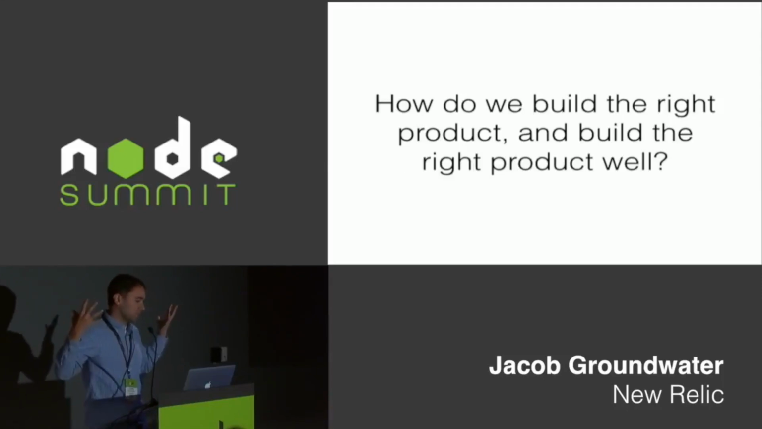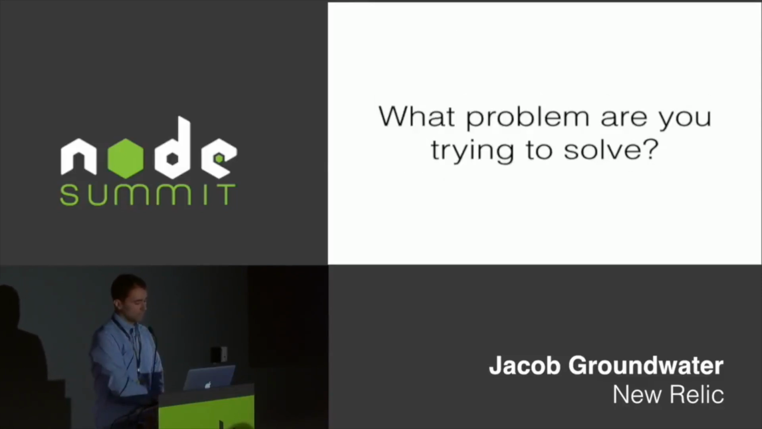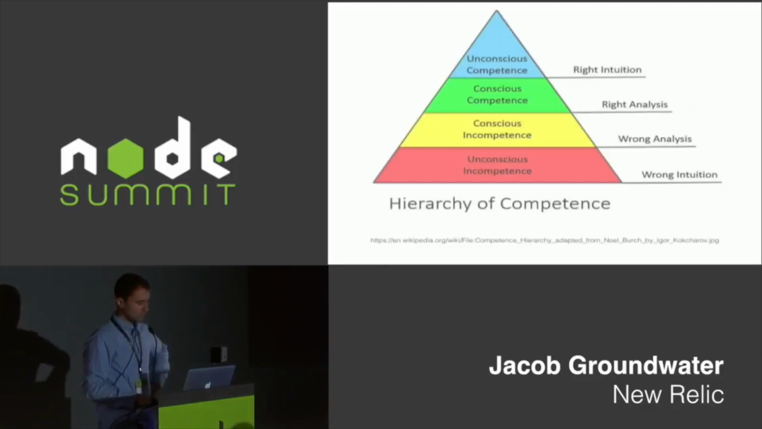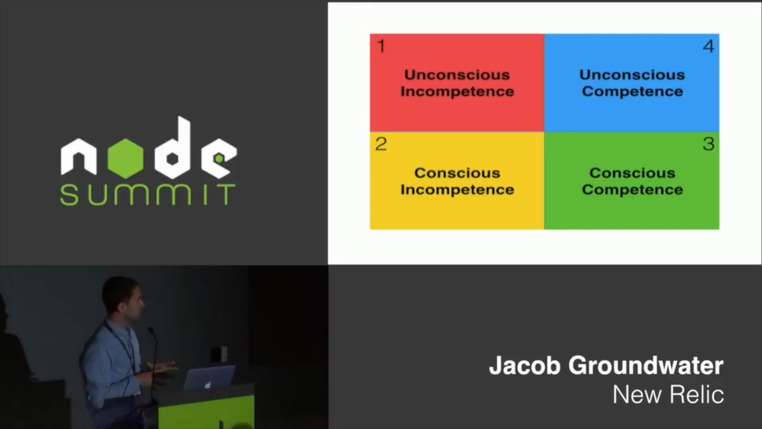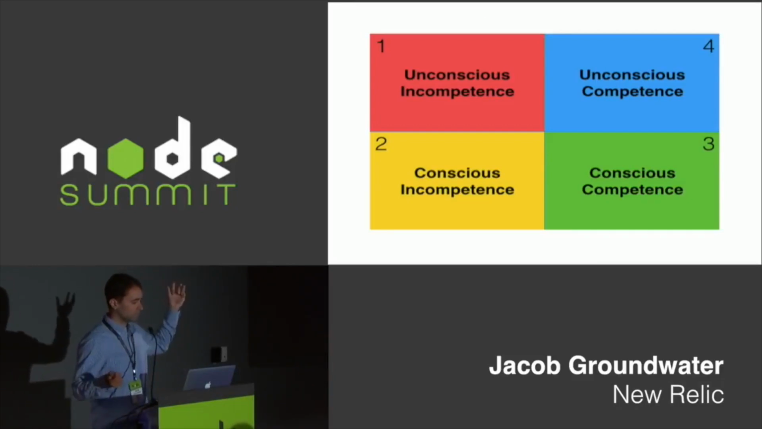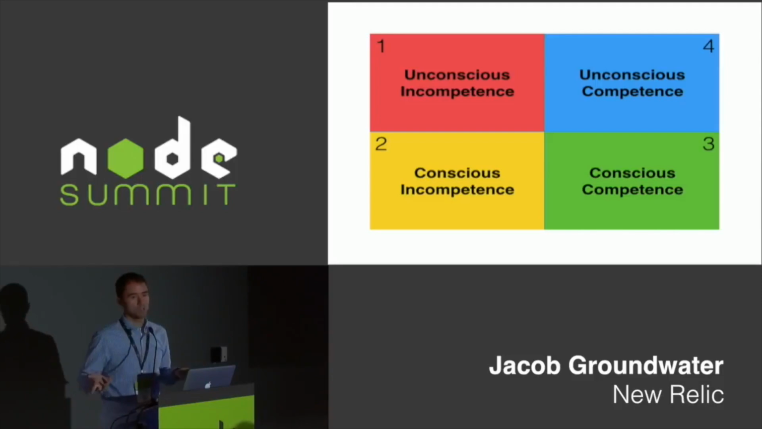Okay, so open question: how do we build the right product, and how do we build the right product well? So I would start here with, what problem are you trying to solve? And this is something that I pulled off of Wikipedia, but this isn't the original form that I saw it in. This is the hierarchy of confidence. I saw it in this form originally, so I'm going to tell the story with this form. And the idea is when you're learning a skill, you progress from box 1 to 4. So you start in the upper left-hand corner with unconscious incompetence. You don't know it, and you don't know that you don't know it.